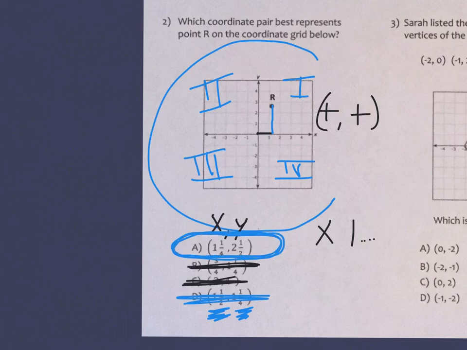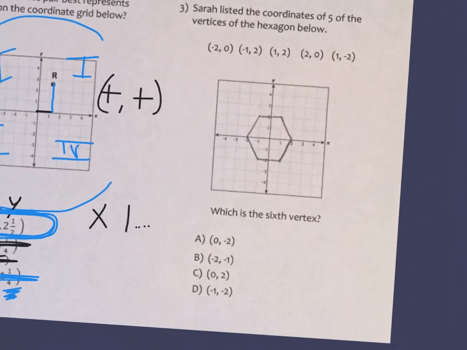1.25. We ran a little more than 1. And 2.5. We jumped more than 2. Answer choice A.